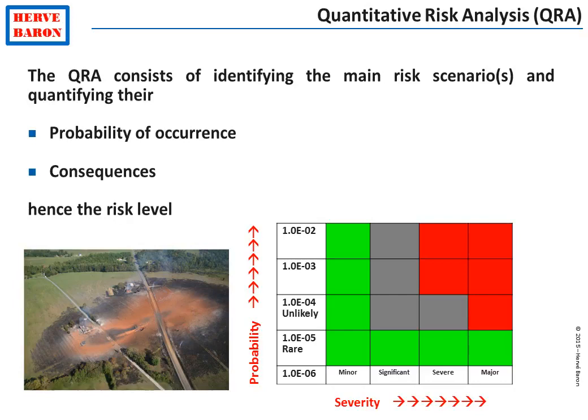ALARP, as low as reasonably practicable, the designer must prove that the design includes all the reasonably practicable mitigation and safeguards. The risk matrix is the one of the client, the company, the plant owner, or, in some countries, the one imposed by the authorities.